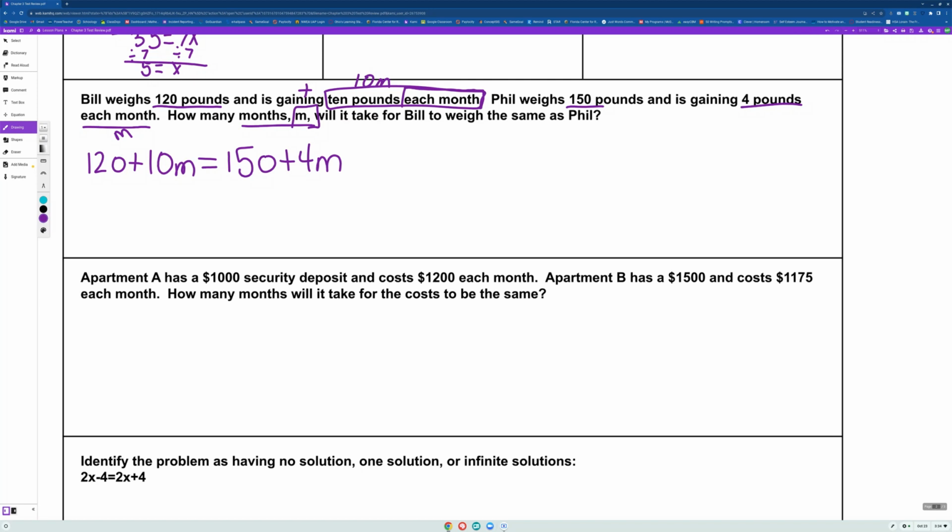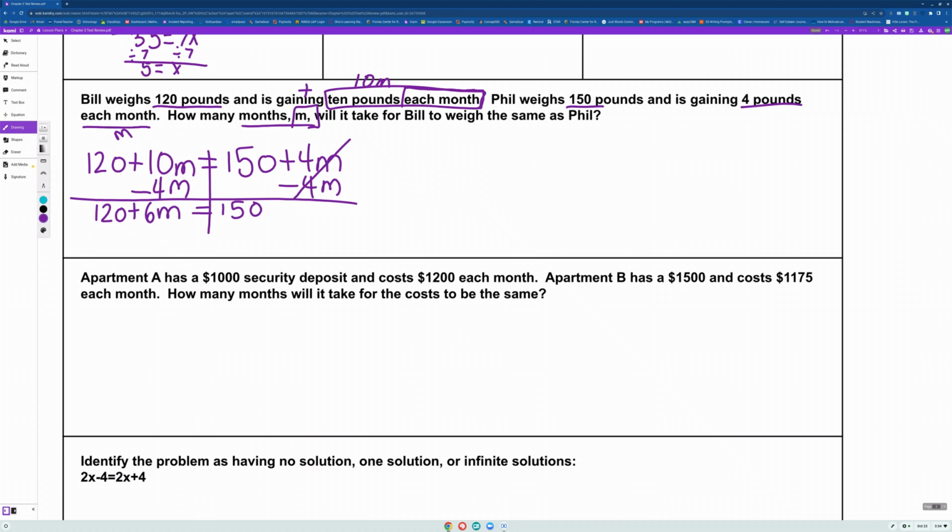So what I'm going to do is I'm going to go ahead and look at my m's. I'm going to ask myself which one is smaller, because that's the one that I want to move. So I'm going to move my 4m. I see that my 4m is a positive, so I'm going to do the opposite of that, which is going to be a negative. Once I do that, I get 120 plus 10m minus 4m is 6m is equal to 150, because my 4m's canceled.